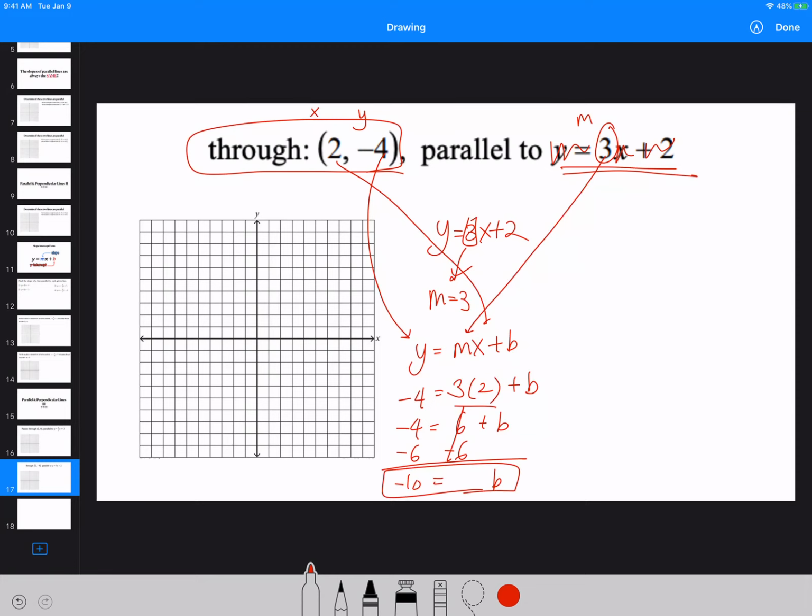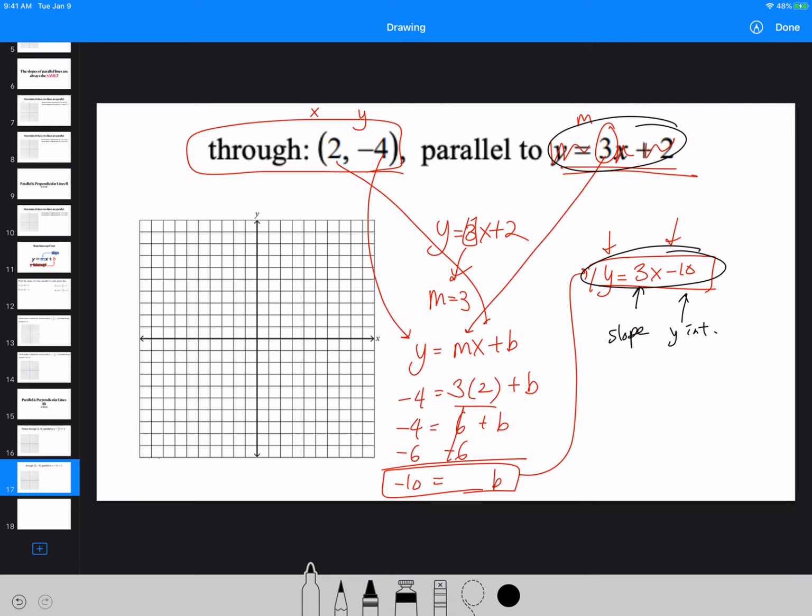Now I'm not quite done here because I have to plug this back into the equation and say my final answer is y = 3x - 10. So the way that I get this equation is you leave your x and y alone, leave them as letters. The only thing that you're going to be plugging in is the slope and the y-intercept. So let's verify if these two answers are going to be correct.